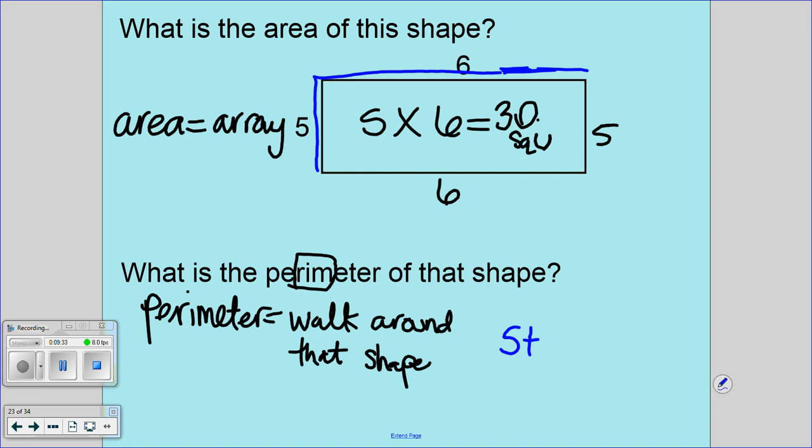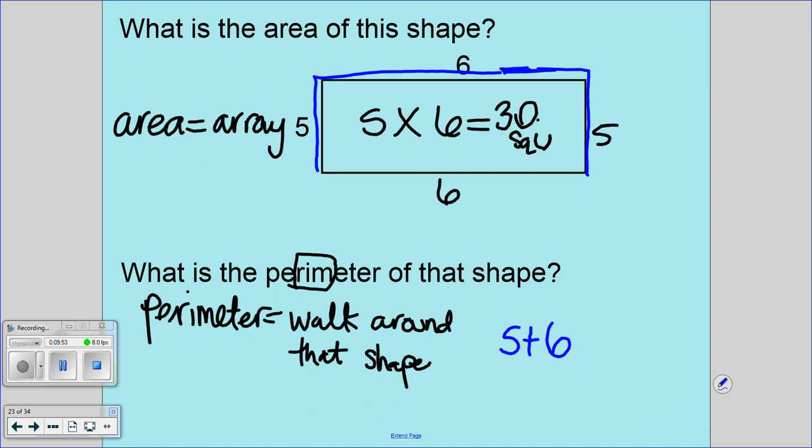Alright, we made it across, kind of. How many units did I walk to get across the top of that shape? Eva? 6. Did I walk around the shape yet? No. So is my answer 11? No. Don't get tricked.